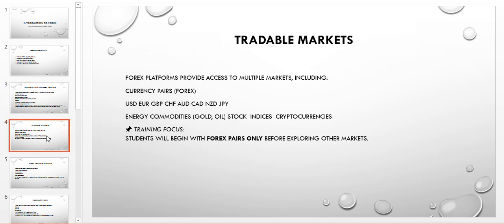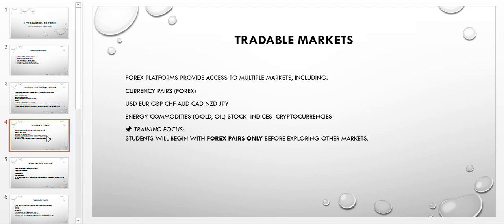So what's the next thing? Next thing here is tradable markets. So yes, I said that foreign exchange is where we sell and buy currency, but the forex platform provides access to multiple markets, and the multiple markets include currency pairs, which I just explained, which is foreign exchange.